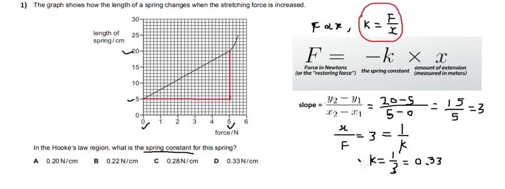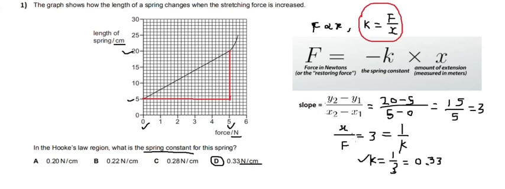So this is the value of k, and you can see in the options, D is the option where we are getting the value of 0.33. The unit is Newton per centimeter, because the length is given in centimeters. K is F divided by x, F is in Newton and x is in centimeter, so the unit is Newton per centimeter. So you have to calculate the slope of this line, and then you will get the value of x by F.